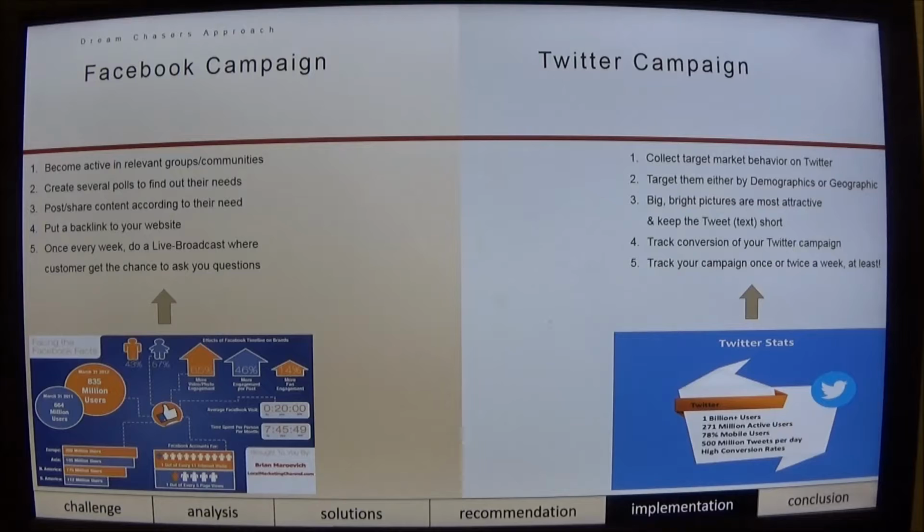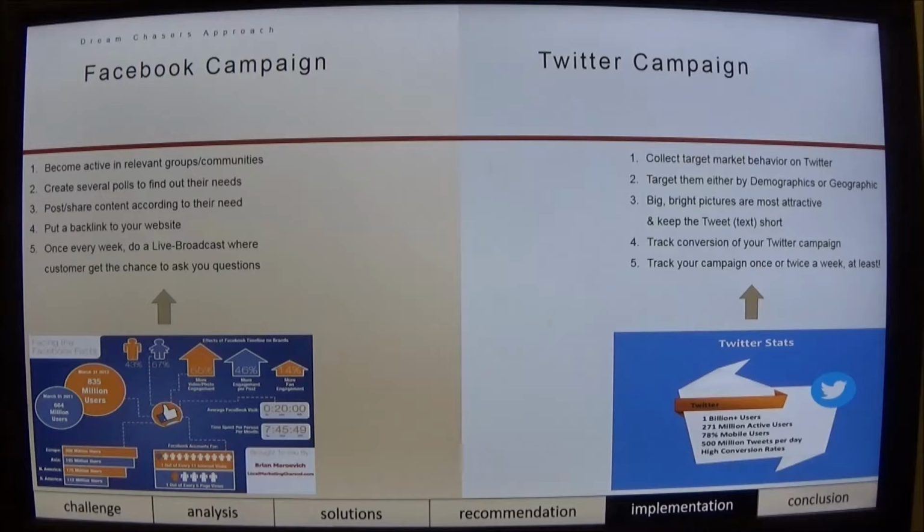Okay, for Twitter, it's important to first collect the target market behavior on Twitter. Every company that has an account on Twitter, and also on Facebook, can track the behavior of the people looking at their posts: what they are doing online, what they are looking for, what the hashtags are, etc. Then, target them either by demographics, age, gender, or geography, country, state, etc.